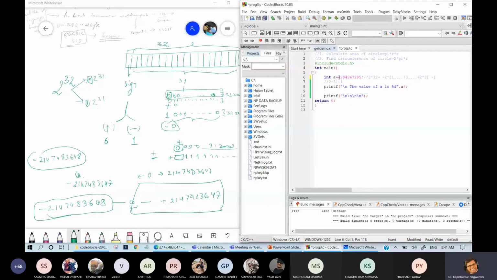So what is the value? This is 2,147,483,648. So again, this number is overflow. If I am running this, it will give me a minus, a negative answer.